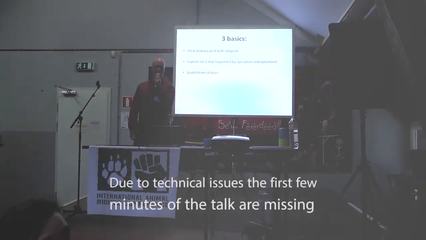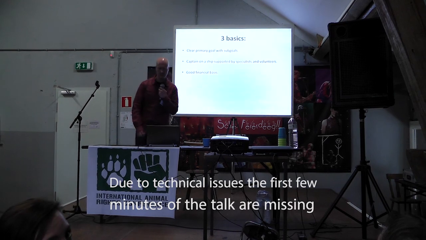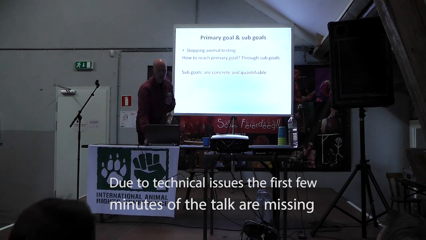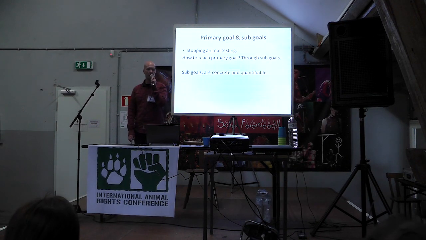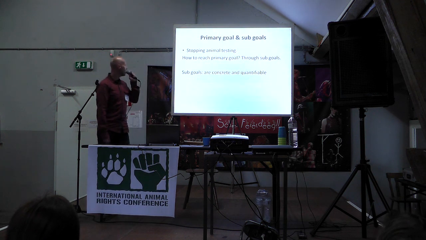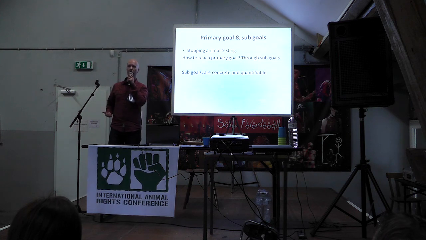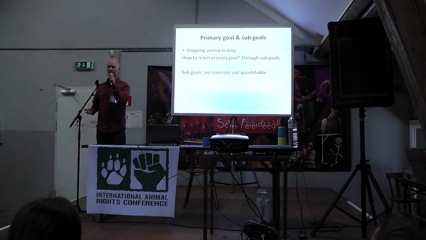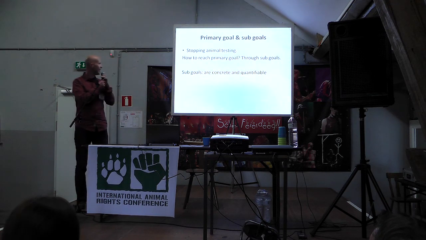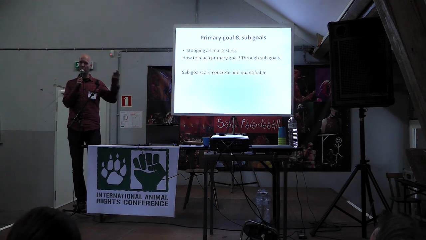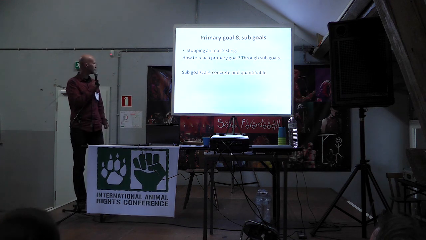And you need a good financial basis. I told you something about the primary goals and sub-goals. Stopping animal testing. That's our primary goal as the Anti-Vivisection Coalition. So that also means no animal welfare, animal rights, animal liberation. That's animal testing. That's our primary goal, stopping it.